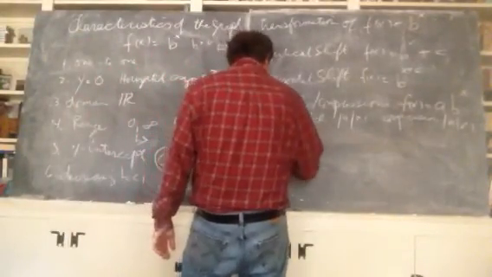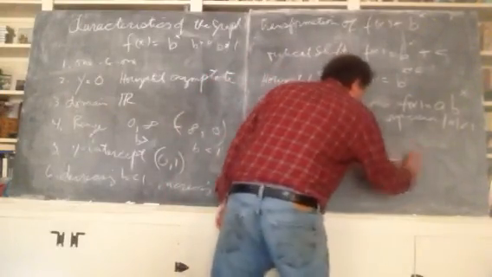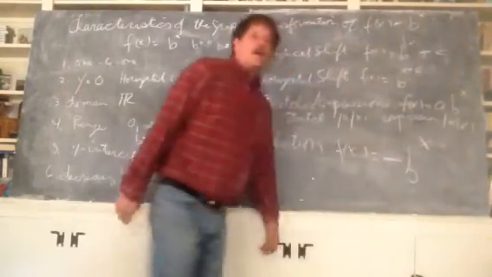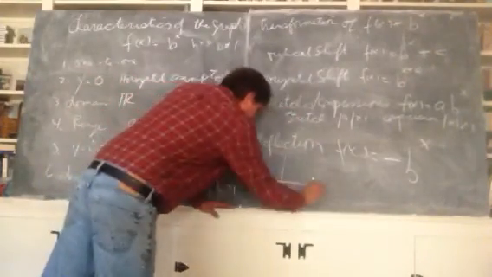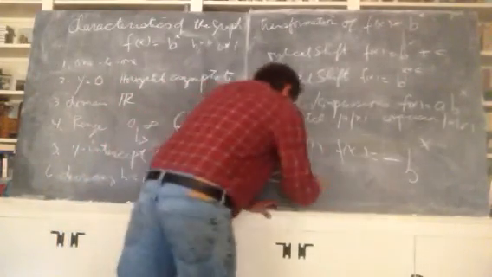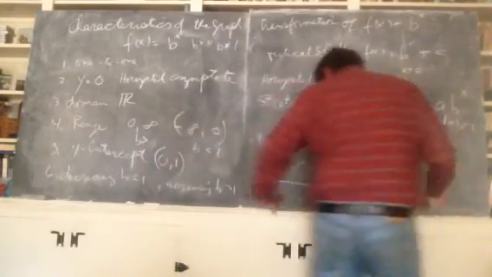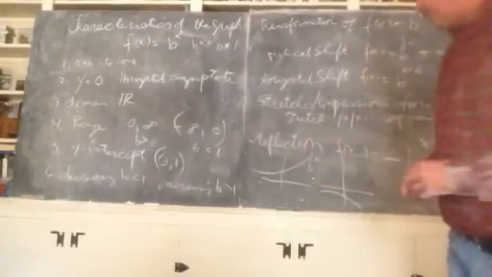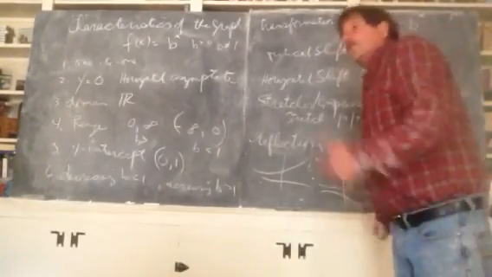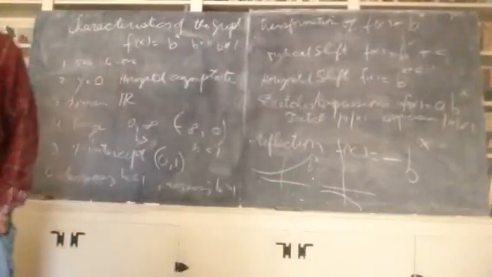And just one more thing, reflection. f of x equals negative, opposite of b to the x. A reflection means if the thing looks like that, this is b to the x. Reflection would look like this. Negative b to the x. Of course, it would be reflected over the x-axis.